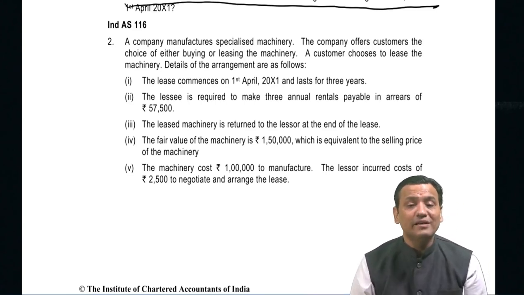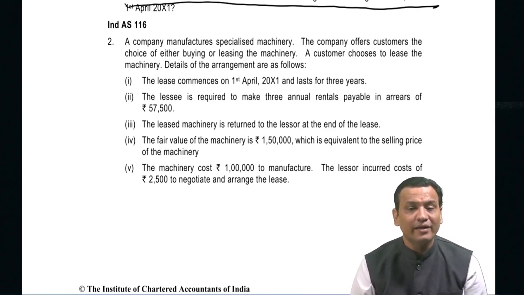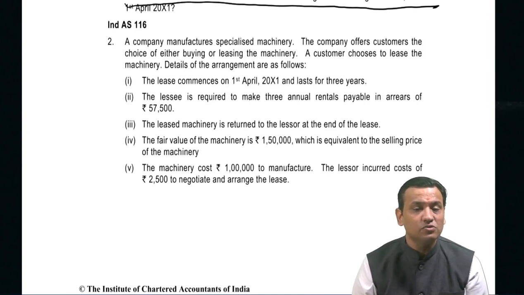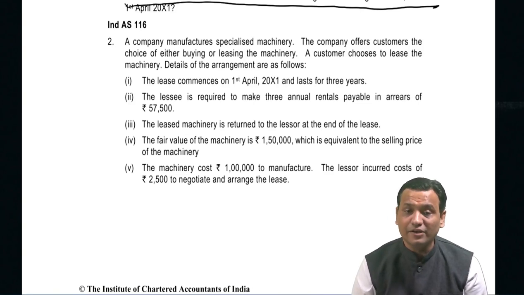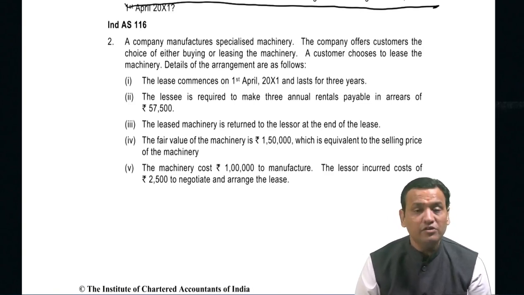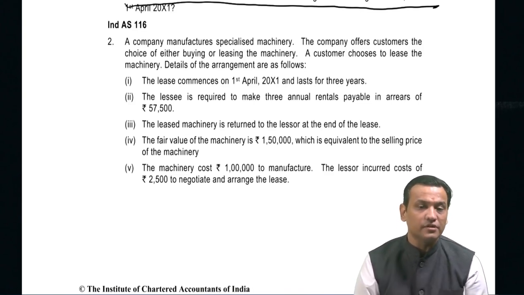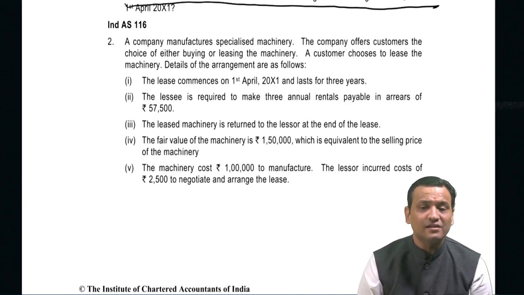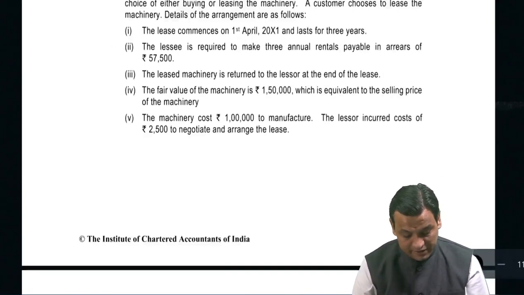The lease commences on 1st April 2001 and lasts for 3 years. The lessee is required to make annual rentals of 57,500. The leased machinery is returned to the lessor at the end of the lease. The fair value of the machinery is 150,000, which is equivalent to selling price of the machinery. The machinery cost is 1 lakh to manufacture. The lessor incurred cost of 2,500 to negotiate and arrange for the lease.